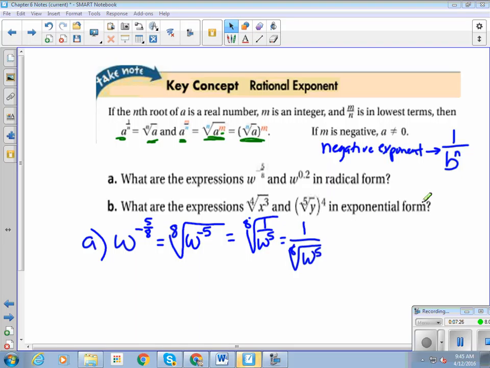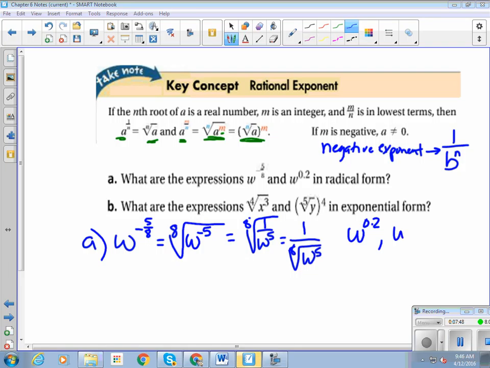Because what's the 8th root of 1? Or 1 to the 8th root? 1. Just 1. So then we can go ahead and make the numerator 1, and the 8th root is only applying to the denominator. Okay, so let's do w to the 0.2.